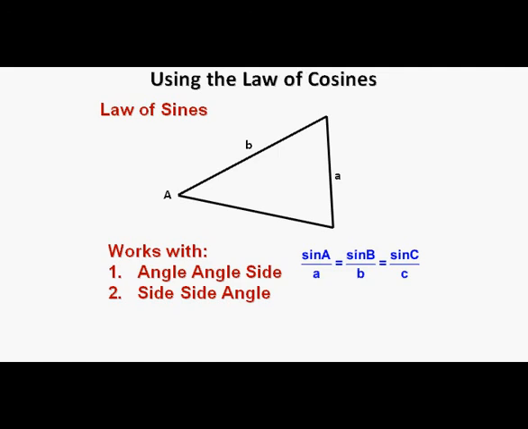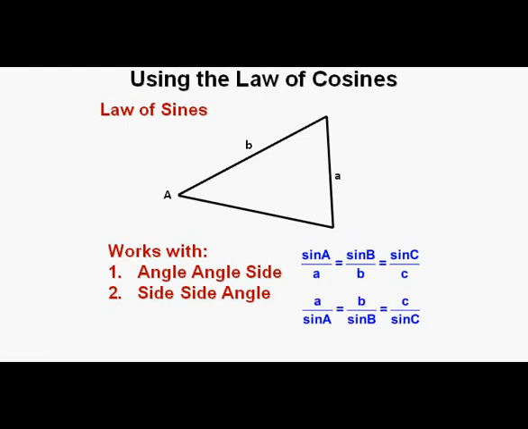It's the sine of angle A divided by the side length of A equals the sine of angle B divided by the side length B equals the sine of angle C divided by the side length C. And there's also the reciprocal version of the law of sines. We can use either version, but each version makes solving one type of equation easier.